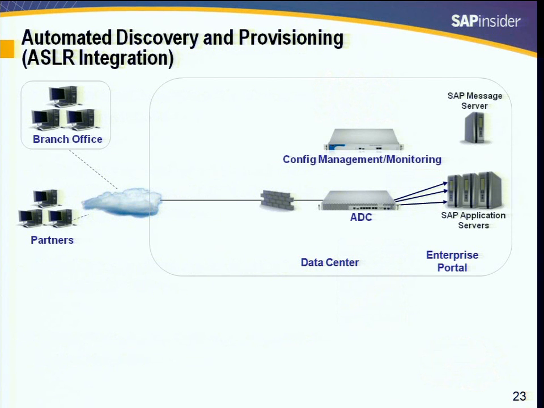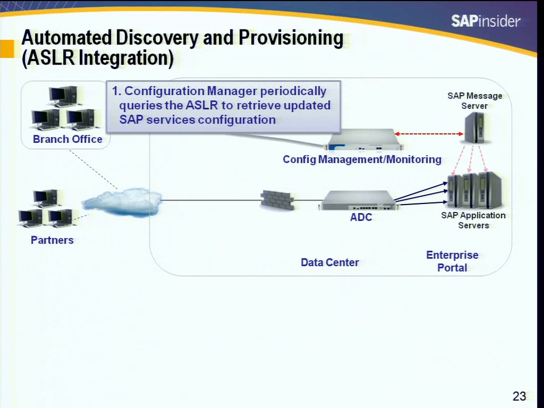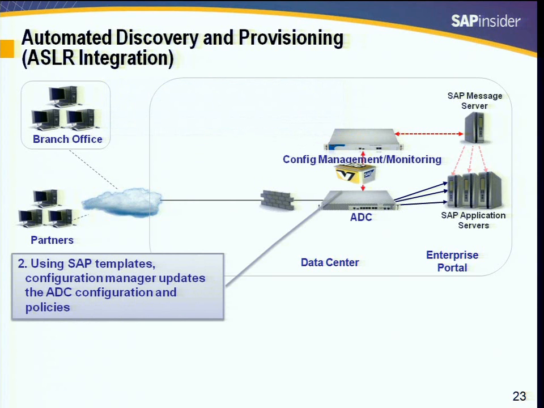So SAP integration is one of the ways that you provide this integration into orchestration. There's a configuration manager typically in these ADC devices that checks with the messaging server if new instances are up. If new instances are up, then it goes in and uses an application template to push that new SAP instance information into the ADC, and all of a sudden new user requests that are coming in can be routed.